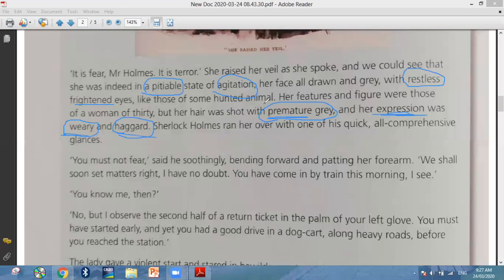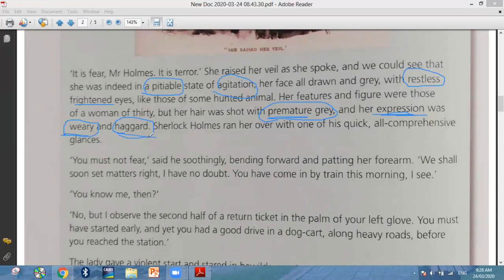What does weary mean? Baha? It means looking sick or pale. Yes, looking sick or pale. And haggard, do you know haggard? The same, looking the same. Yes, okay. Different words for the same meaning, okay.